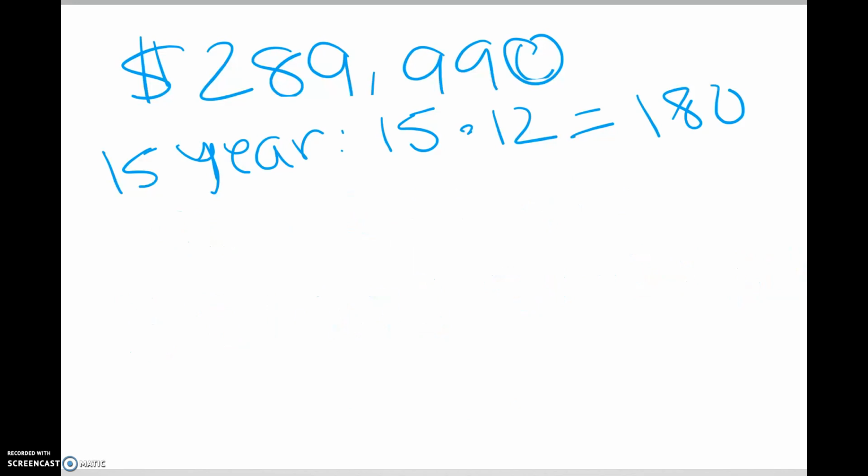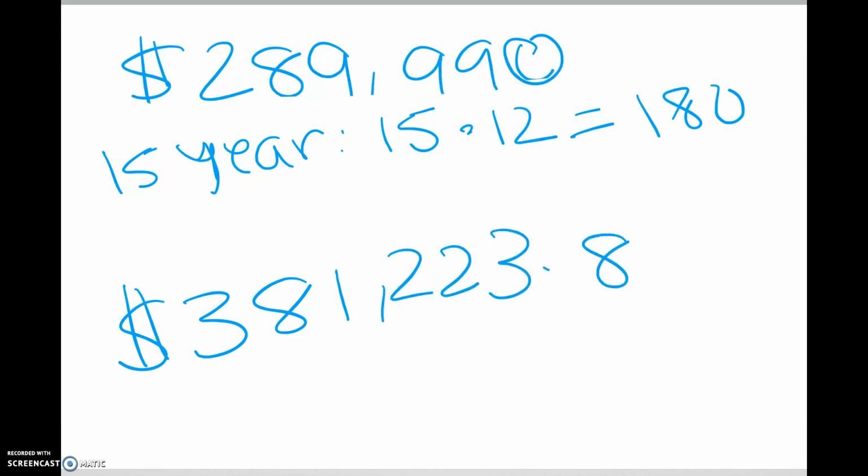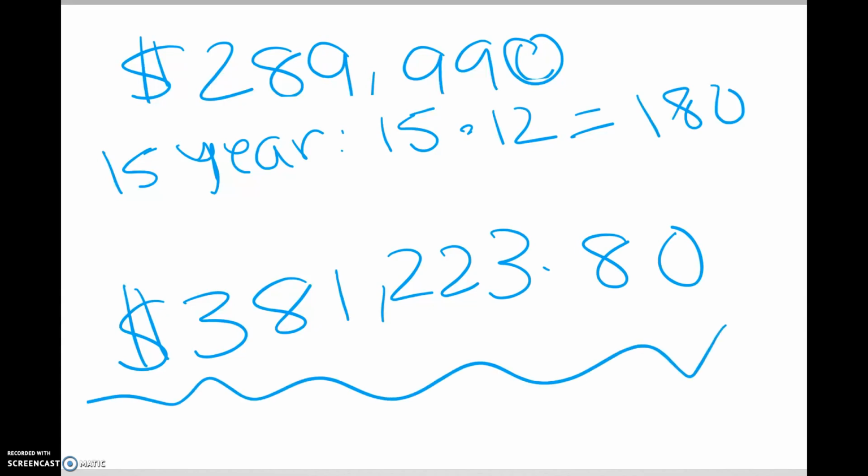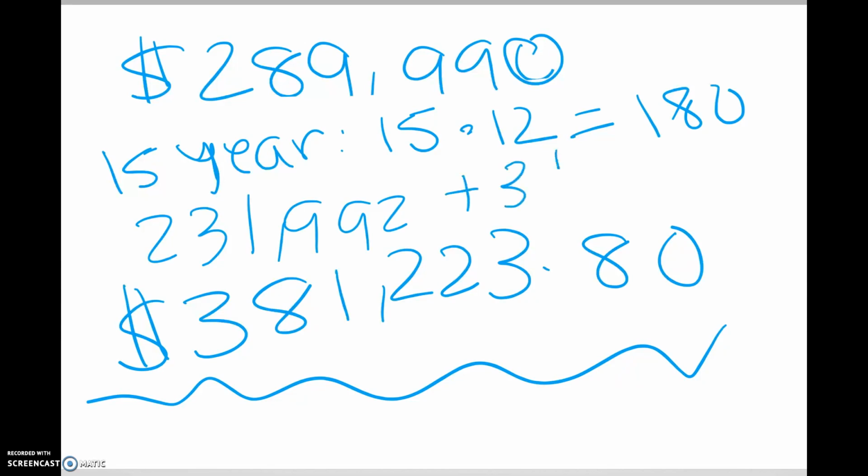So our grand total for that 15-year loan would be $381,223.80. So we got the grand total by adding the principal and the interest, which was $231,992 for the principal, and then for the interest it was $149,231.80.